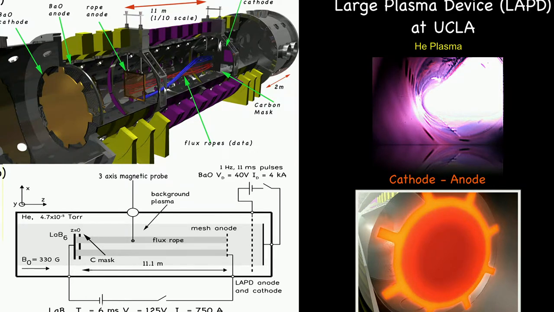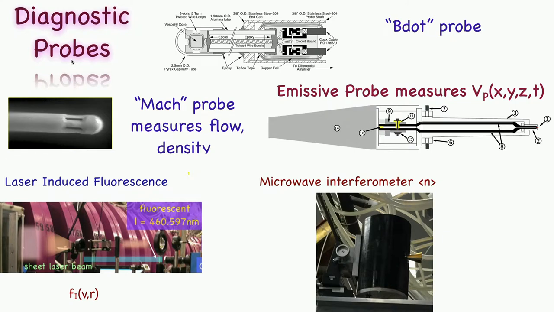So the background plasma has no current flowing through it. The cathode and anode are very close to each other, so it's a very quiescent background plasma. But then we make currents of these two ropes done with a transistor switch. This is all experiment that I'm going to show you. So we have a whole variety of probes.